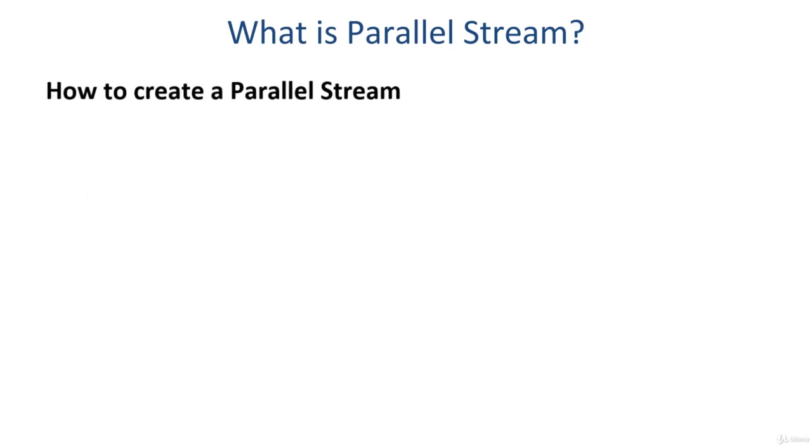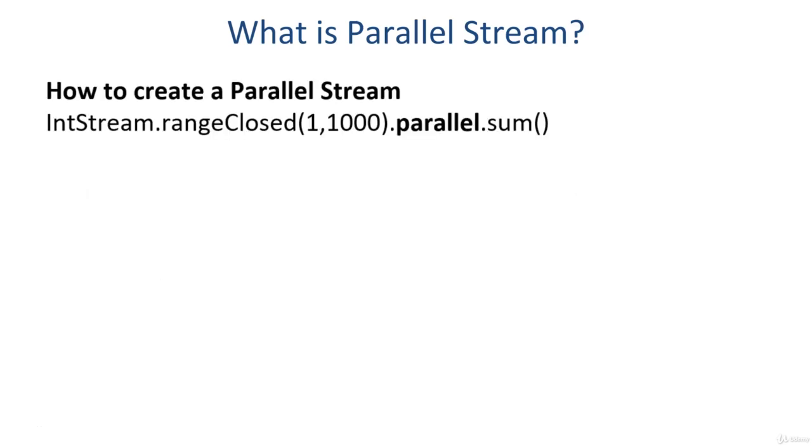How to create a parallel stream? You can create a parallel stream by calling the parallel method on the stream. For example, in this case, I am calculating the sum of 1000 numbers using parallel. So here: IntStream.range(1, 1000).parallel().sum().